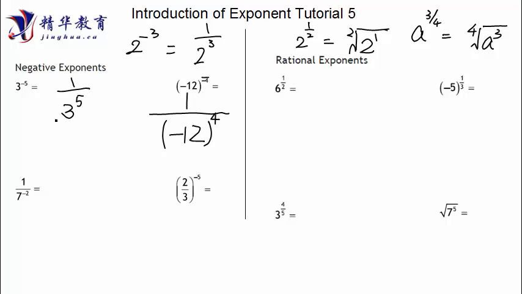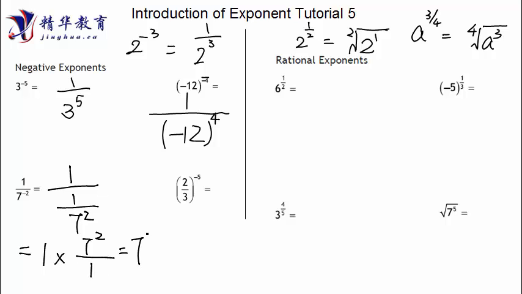Let's see the next one. 7 to the power of negative 2 is already in the denominator, so we don't care. We just say 1 over 7 to the power of negative 2. 7 to the power of negative 2 equals 1 over 7 to the power of positive 2. So this is 1 divided by that, which is times 7 to the power of 2 over 1. So in this case, it equals 7 to the power of 2. So a negative power in the denominator already becomes a positive power.